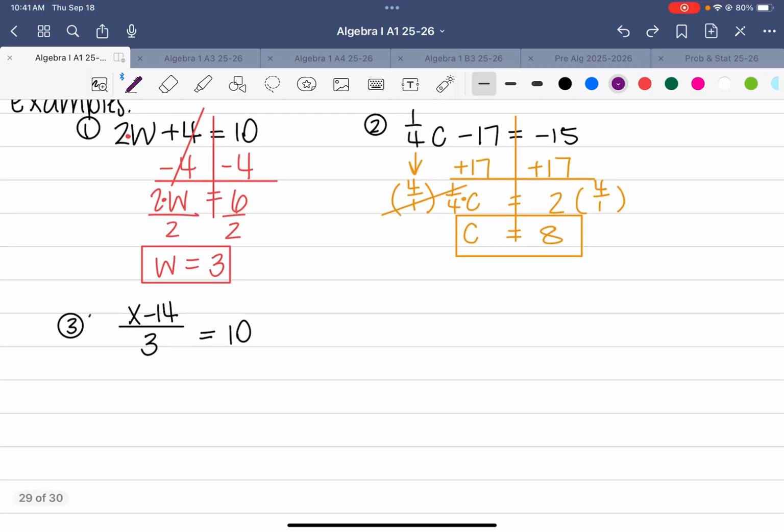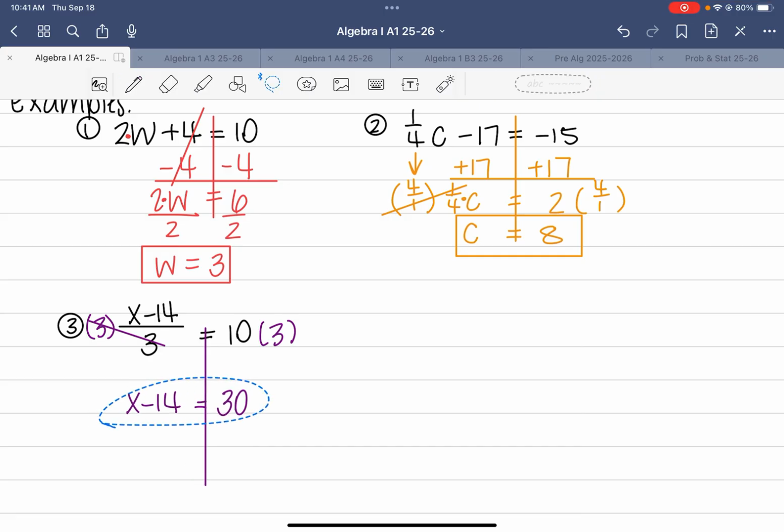Multiplication. So we're going to multiply both sides by 3. We're going to have x minus 14 left, because these cancel out, equals, what's 10 times 3? The answer is going to be 30. Forgot this line, sorry.